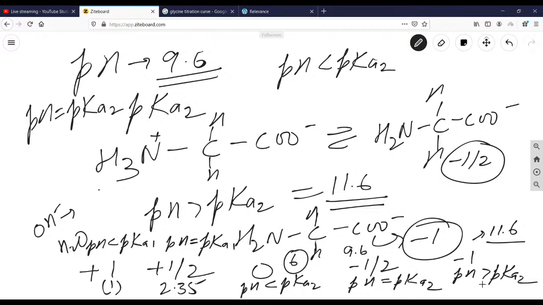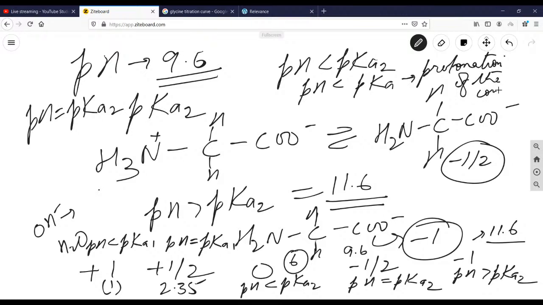Okay, always remember that when pH is less than pKa, that is, pH is very low, so too much H plus will be there, so it will cause protonation of the compound. And when pH is more than pKa, means you have too much OH minus ion, so it will cause deprotonation. And when it is equal, half will be protonated, half will be deprotonated.